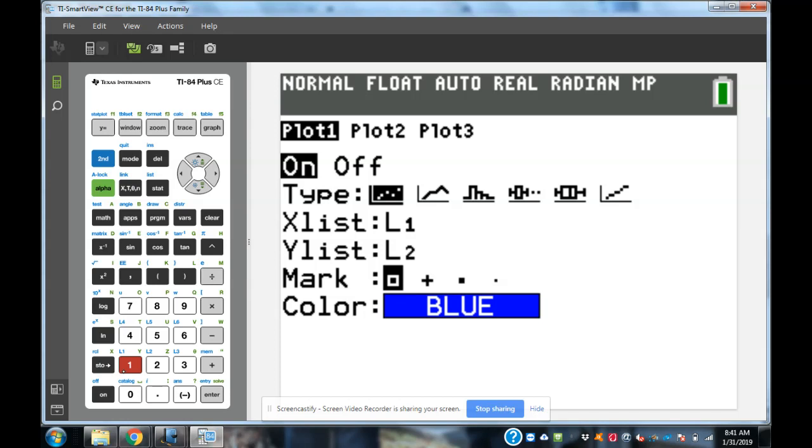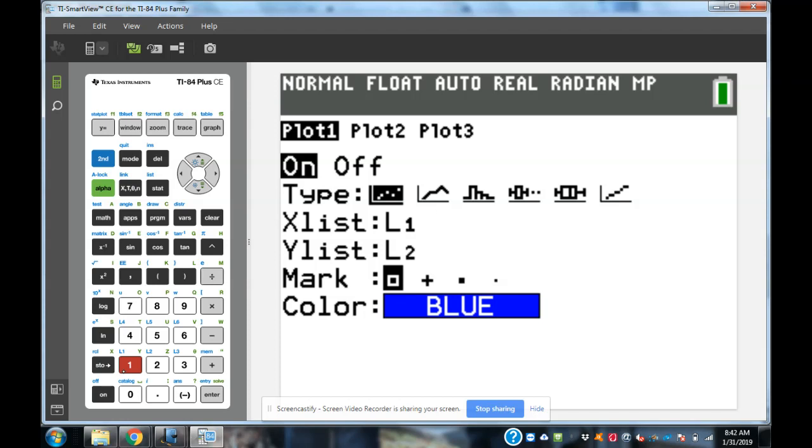Now, the mark that you choose doesn't really matter. I use the box here because I can see it pretty easily. The plus sign's pretty easy to see. This last dot's pretty difficult. It's just one little pixel that it puts a dot in. I use the box. It doesn't matter which one of those you use. I use the box because it's pretty easy to see and kind of recognize the pattern out of that.